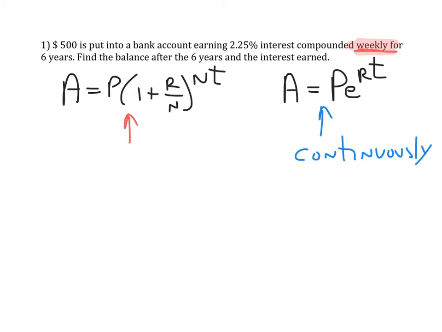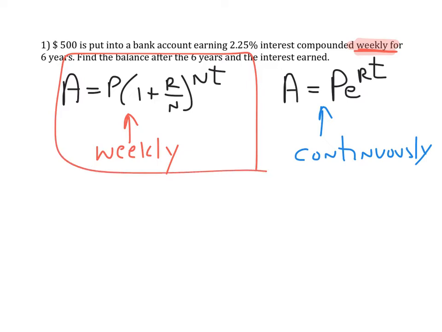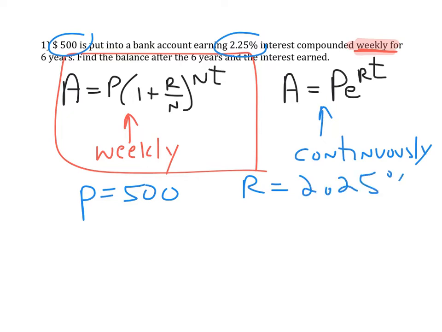So this one says the interest is compounded weekly. So that tells us that we're going to be using this first interest formula. Here our principal, the money invested, is $500. The interest rate R is 2.25%. And remember, when you do these questions, you have to move your decimal point for the interest rate 2 places to the left. So here our interest rate R is going to be 0.0225.